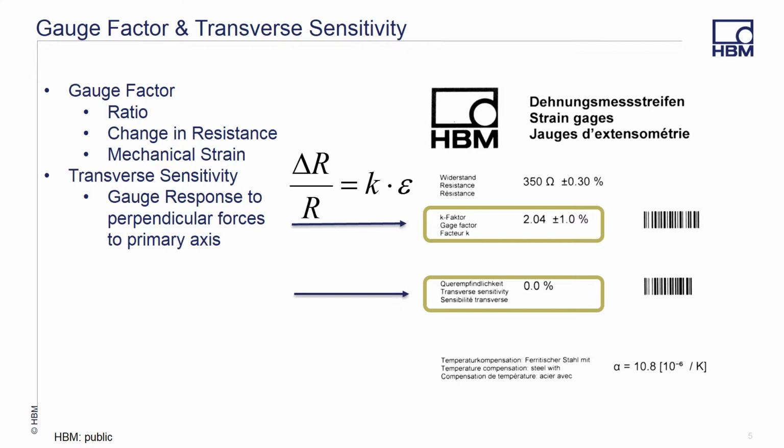Each strain gauge batch is tested using a precise load to determine the gauge factor. The gauge factor is the ratio of relative change in the electrical resistance to the mechanical strain, typically a value of approximately 2 in a metal foil strain gauge. Transverse sensitivity in a strain gauge refers to how the gauge responds to strains that are perpendicular to the primary axis that the gauge senses. In the ideal world, it would be preferable if the gauges were insensitive to these transverse strains.